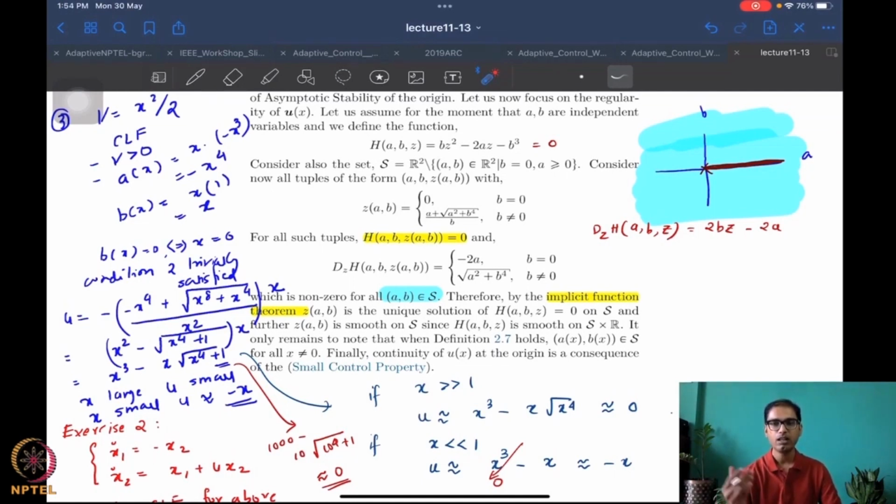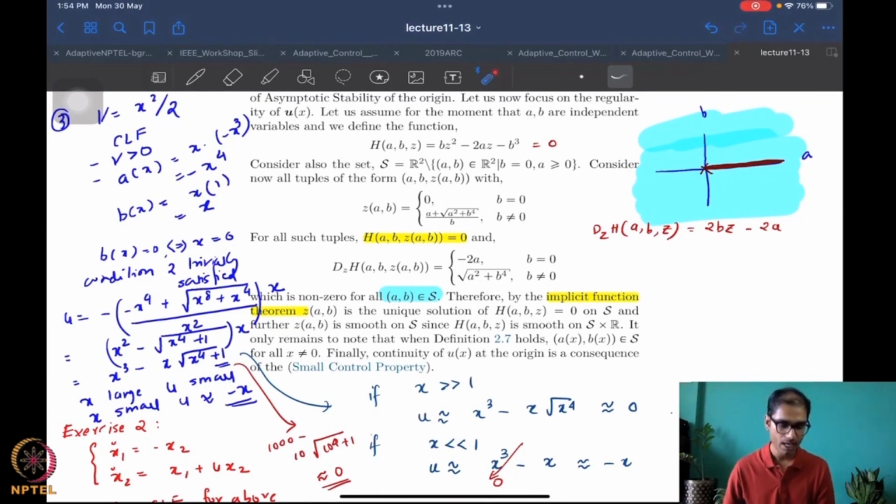Typically when you do a control design, your control value is very large for large states. But this is actually very small for large states. The control value is very small for large values of states. And when the state becomes very close to the equilibrium, then the control is of the order of minus x, which is also relatively small.